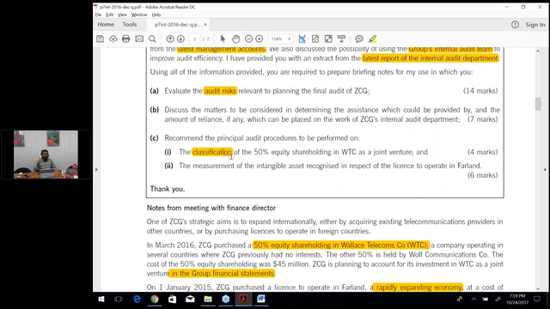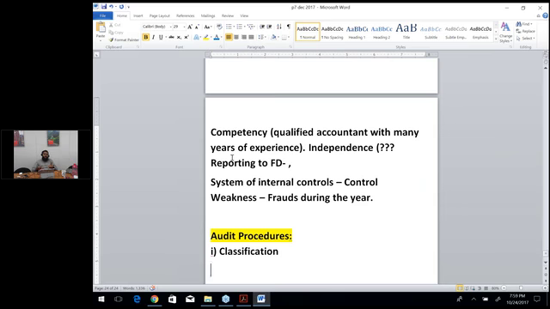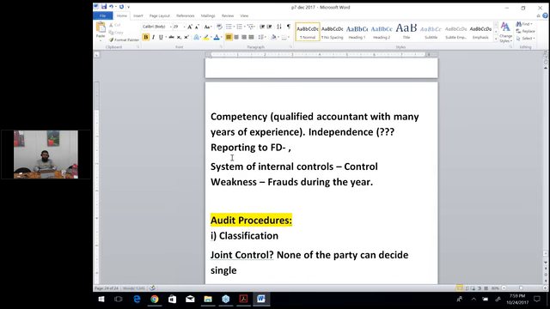Now, in an exam question, how am I going to decide what should be the procedures for the classification? You need to plan out that it's just the classification, nothing else. If I say classification, what makes an entity a joint venture? Joint control. What is joint control? Joint control means none of the parties can decide single-handedly. That means for everything there has to be a mutual consent.